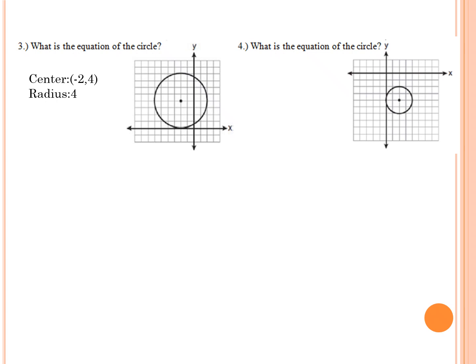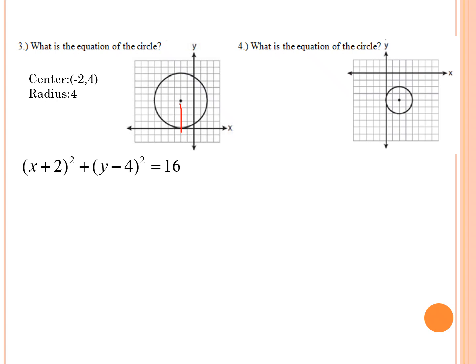Quick reminder of vocabulary: radius is the distance from the center of the circle to the outside. So I simply counted from the center straight down 1, 2, 3, 4, or to the right, to the left, or up. I then put those into the equation just like we were just talking about. So x plus 2 squared plus y minus 4 squared equals 16.